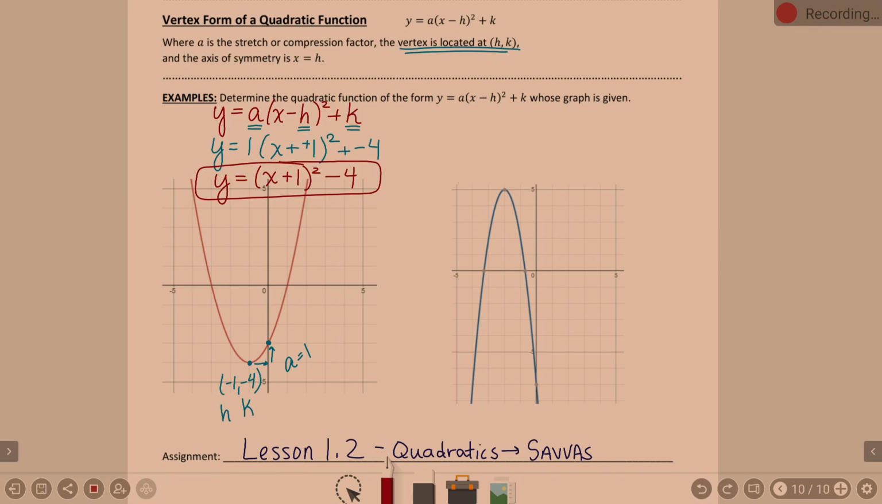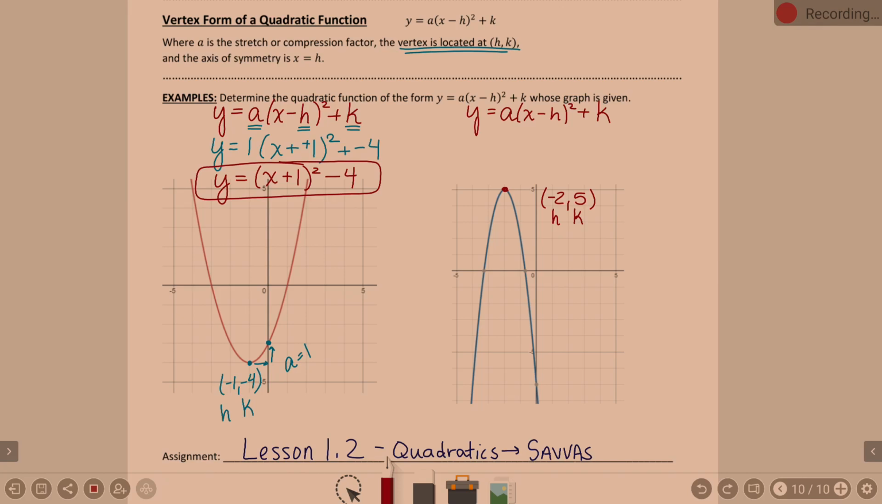Okay, I have time for one more? Barely. Same idea, guys. Filling in y equals a times x minus h squared plus k. So what do we know? The vertex is -2, 5. Excuse me, you said it, right? Yeah, -2, +5. So -2 and 5 are my h and k, yes?